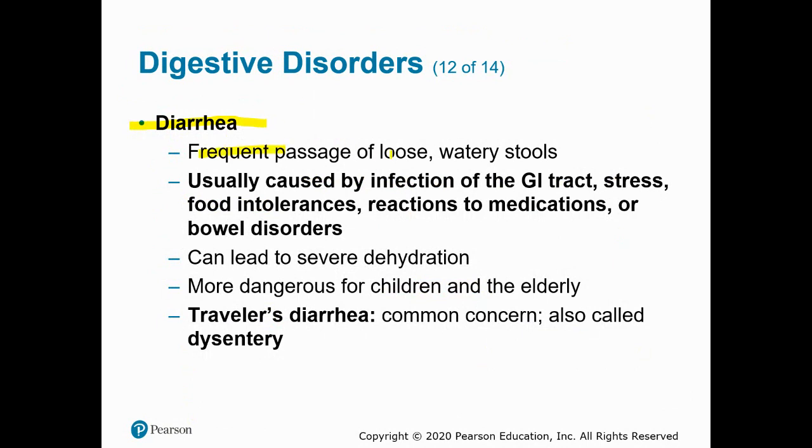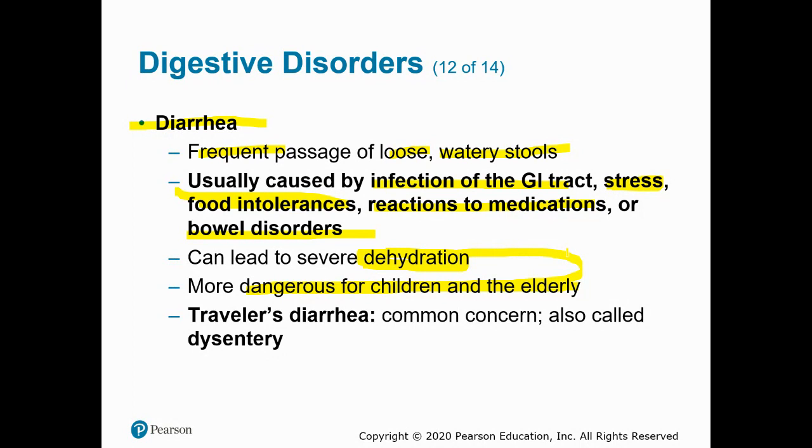Diarrhea, right? So frequent, loose, watery stools not held together well. Common causes, again, could be an infection in the GI tract, a bacteria overgrowth or virus, stress, remember gut brain. Again, a food intolerance, as we just saw, reaction to a medication, or any of the bowel disorders we just looked at. Ongoing and really severe diarrhea can lead to dehydration. That's really important to look out for. So dehydration becomes really serious for children and elderly, right? Who are more susceptible to dehydration more quickly. So look out for prolonged or really severe diarrhea in children and elderly.